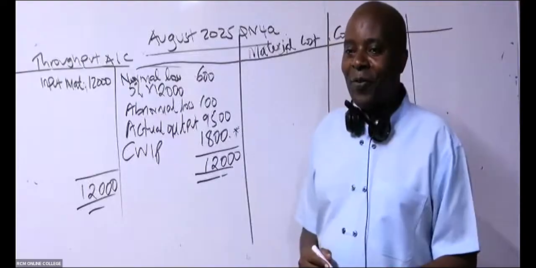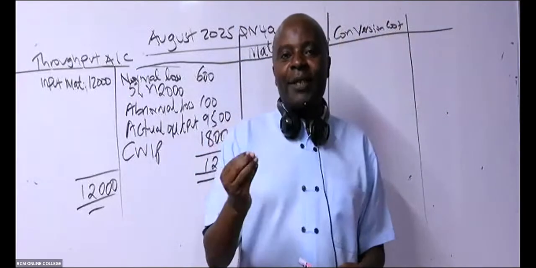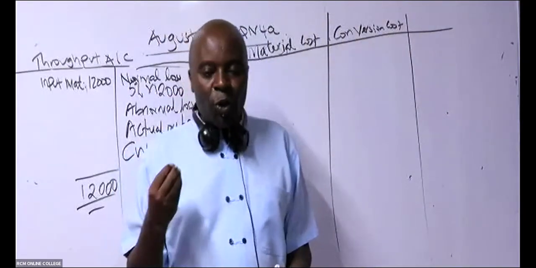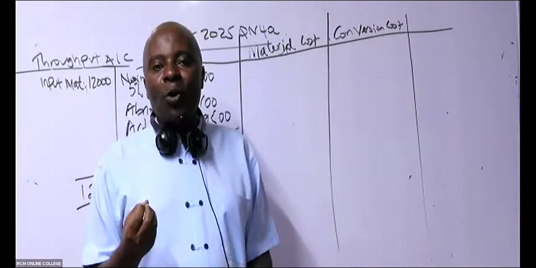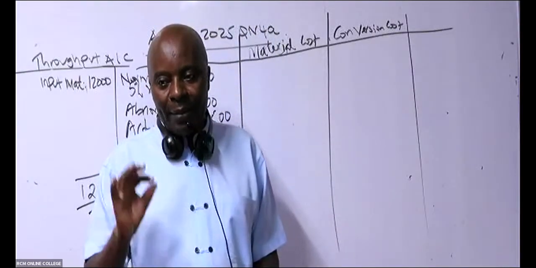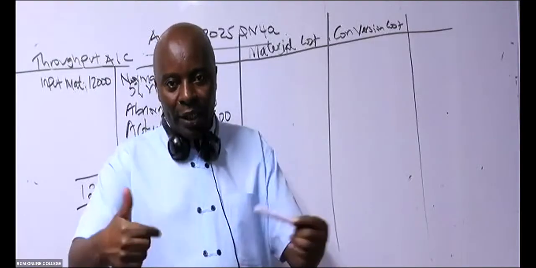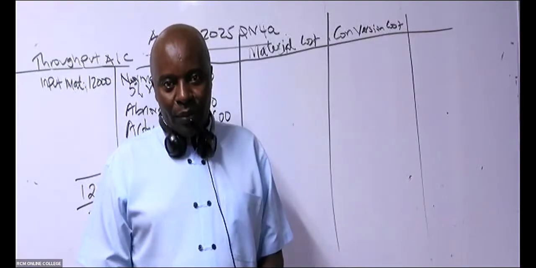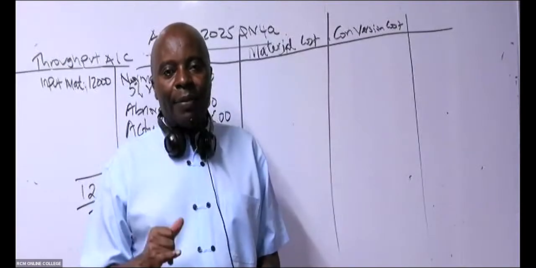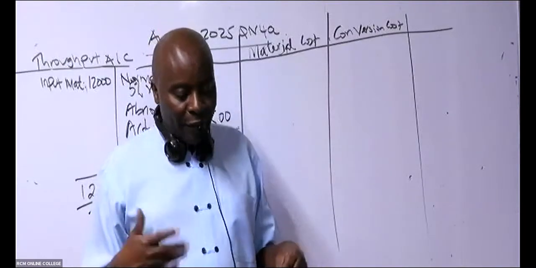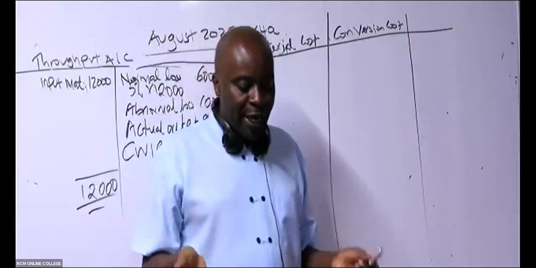How have I known that it's conversion cost? Because these people have done me a favor. They have consolidated labor and what here somebody? Overheads. Remember, labor and overheads, both of them are combined and called cost of converting raw materials. So conversion cost basically is labor and overheads. So whenever they combine the two, then they have made our work easier.